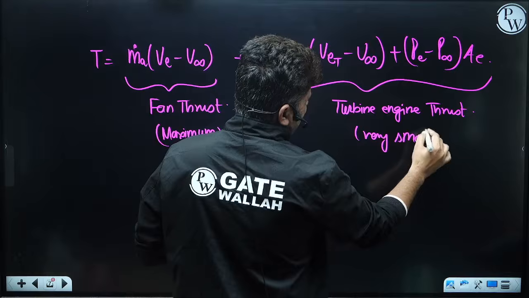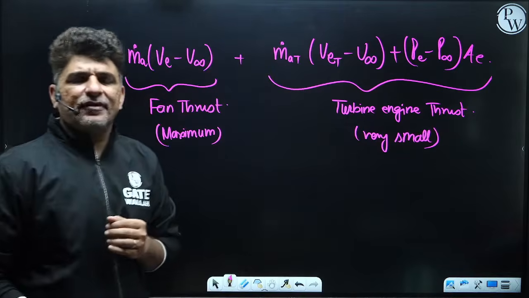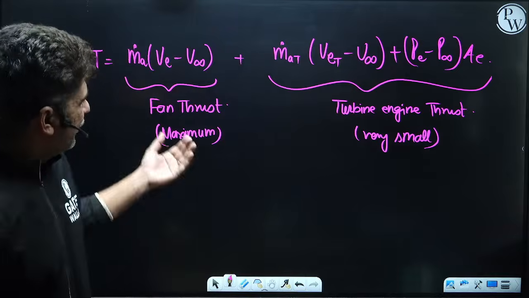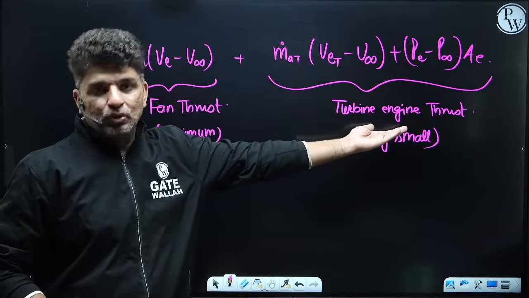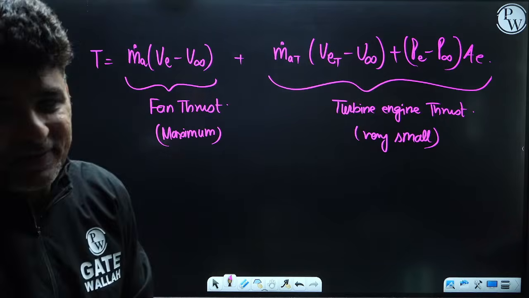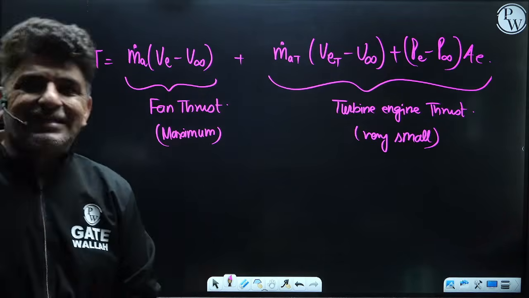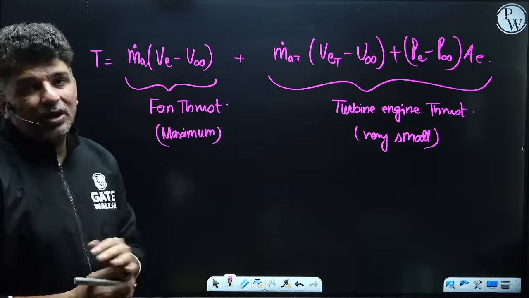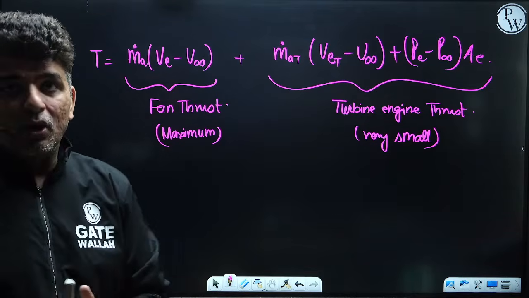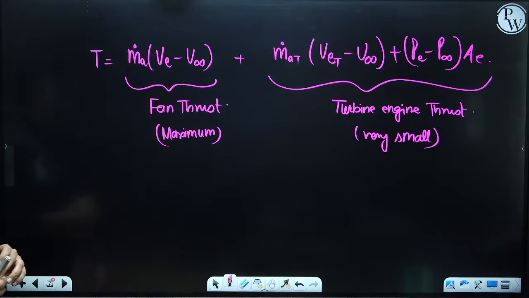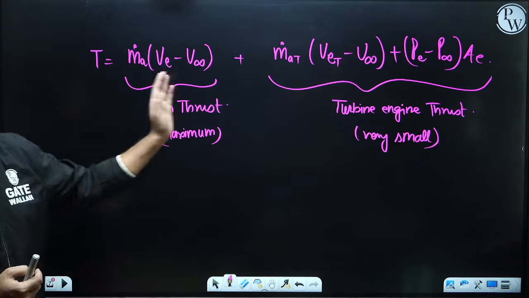Okay, generally we will see that the propulsive efficiency in the case of a fan would be much higher as compared to the jet thrust. So we are going to see what happens to the propulsive efficiency. Then you will be able to realize why fans are preferred as compared to the turbojet. So this becomes the thrust for a turbofan engine.